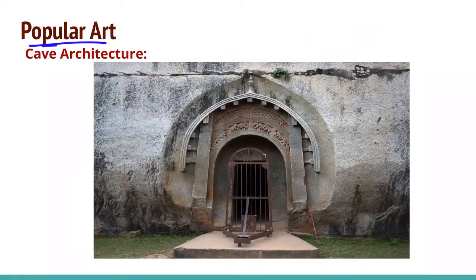Now let's discuss the popular art of Mauryan art and architecture. Apart from royal patronage, cave architecture, sculpture and pottery took the expression of art by individual effort, and these were grouped together as popular forms of art and architecture. Among that, cave architecture is the first type. This period saw the emergence of rock-cut cave architecture.